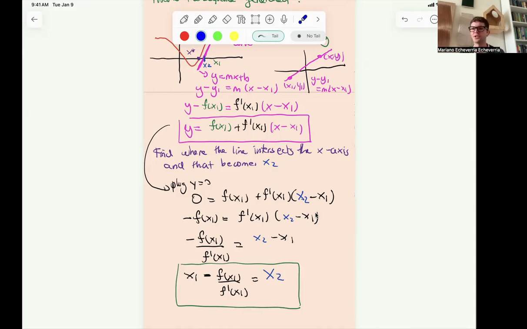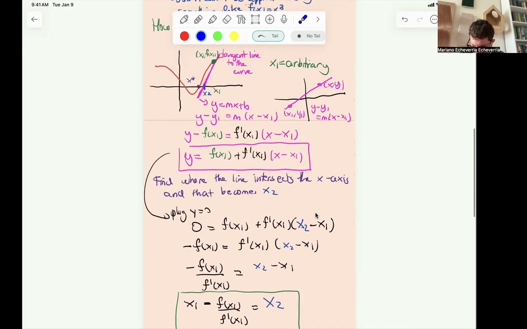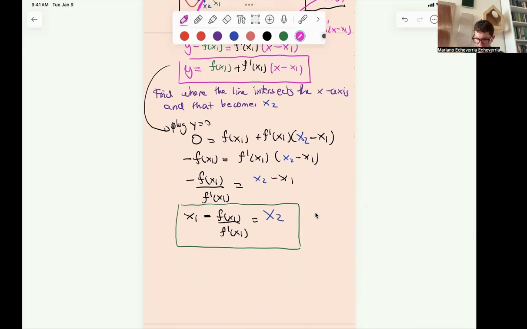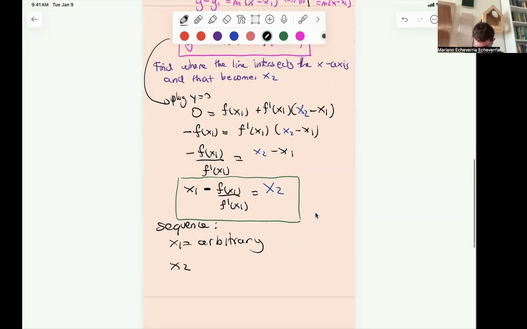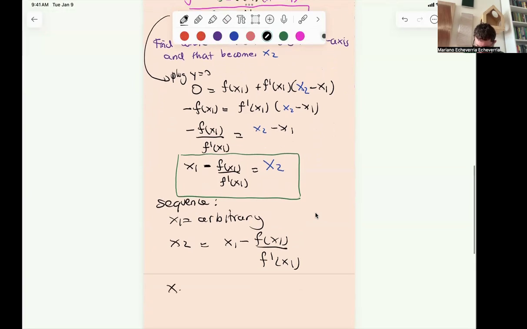And the idea is once you have x2, you would repeat the entire process. So at x2, again, it's hard to draw it here, but x2 gives you a point on the graph. You find the tangent line there, and then where the tangent line hits the x-axis, that becomes x3. So the way the sequence is generated: x1 was arbitrary, then x2 was x1 minus f of x1 divided by f prime of x1, and then x3 is found in the same way, but in terms of x2.